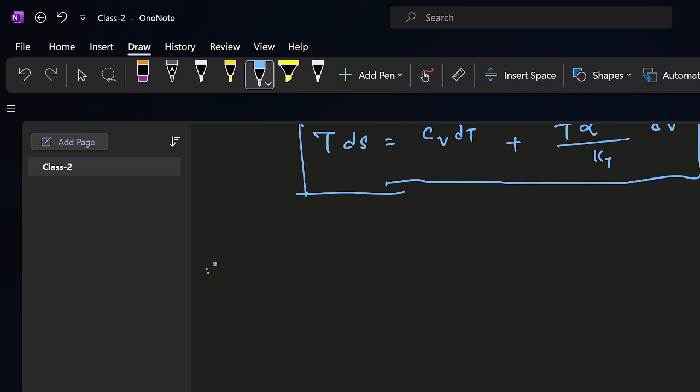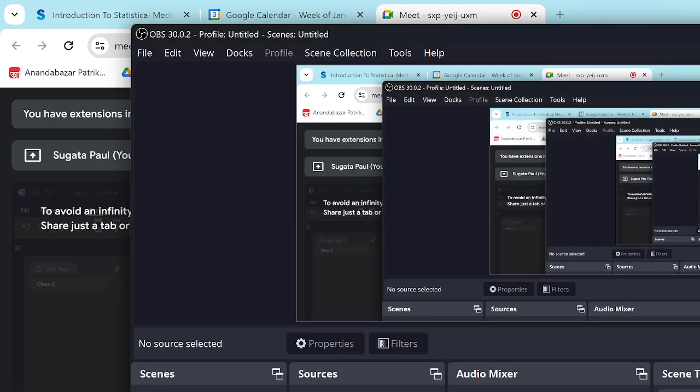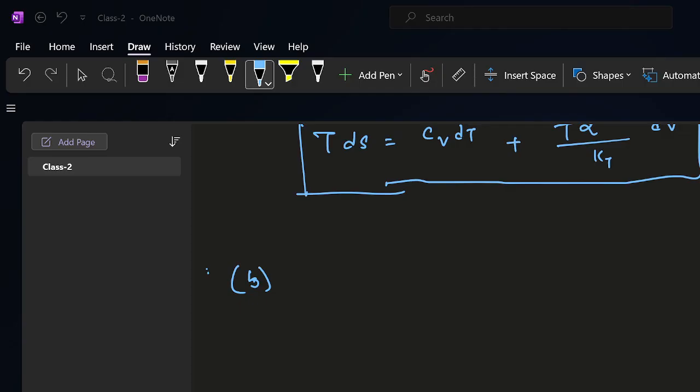Let me check how much time is there. Okay, I will not do the full calculation of the second equation, but I will let you know the trick and you can check for yourself. In the second equation, you had to prove TdS equal to, instead of CV, here it is Cp, constant pressure, then minus alpha times V times T times dP.